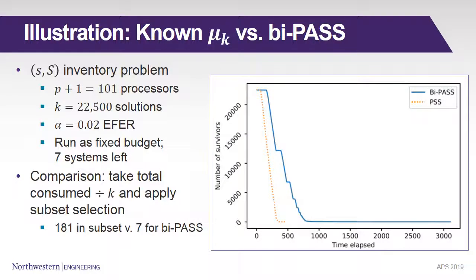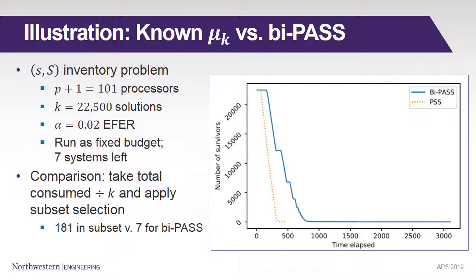This is going to be a simple (s, S) inventory problem where the goal is to pick the values of little s and big S, the reorder point and order-up-to quantity, to minimize the long run average cost. We ran this with P+1 processors, 1 master and 100 workers. We considered a case where there were k equal 22,500 solutions, and we're going to set the desired expected false elimination rate to be 0.02.